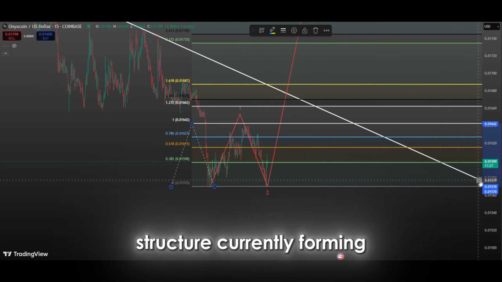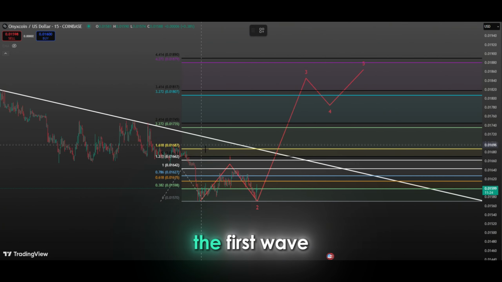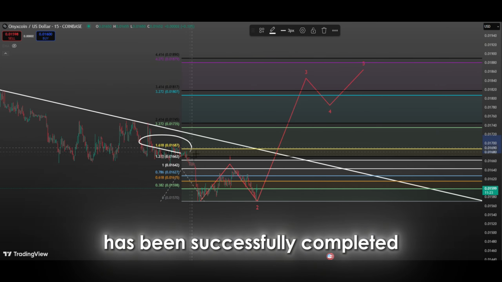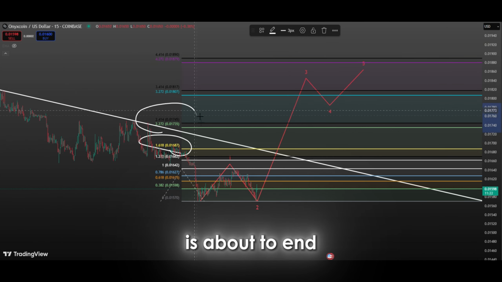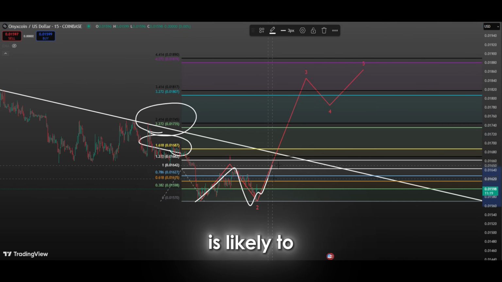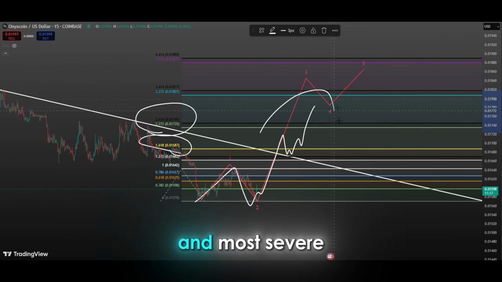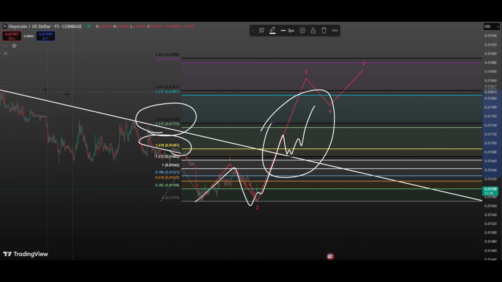Looking at the structure currently forming on the chart, we can see that the first impulsive move, the first wave, has been successfully completed, and the second wave of correction is about to end or has been completed. In this case, the next move is likely to be the third wave, which is generally known as one of the strongest and most severe bullish moves in market history.